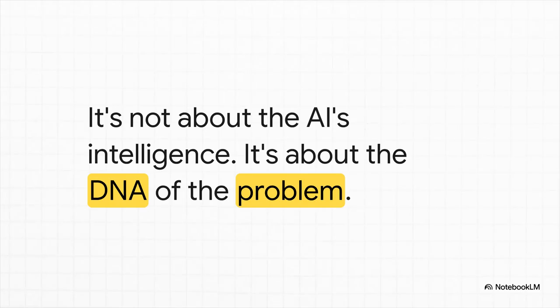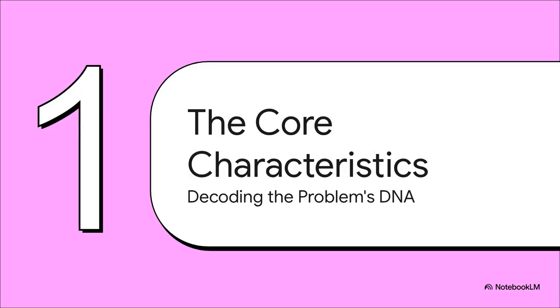So here is the absolute key takeaway. To really get why an AI succeeds or fails, you have to stop looking at the AI itself and start looking at the DNA of the problem it's trying to solve. In the world of AI engineering, these are the problem characteristics. They are the hidden rules of the game that dictate literally everything. Okay, let's dive right in.